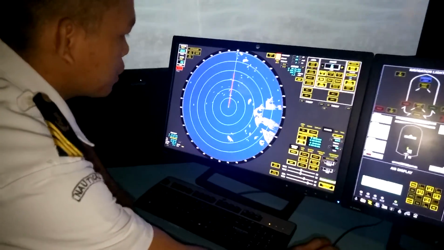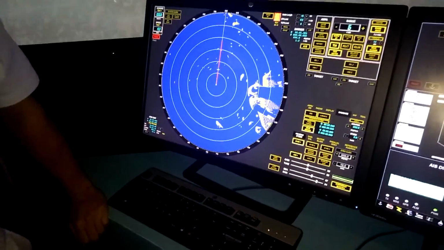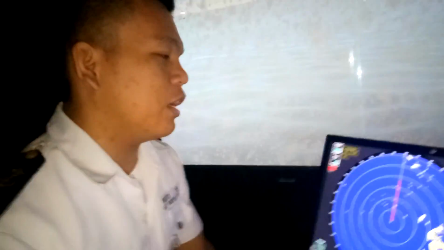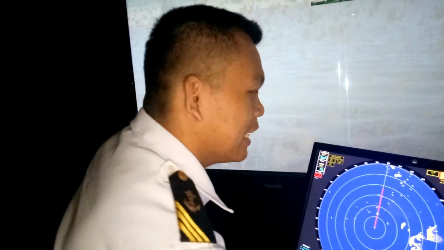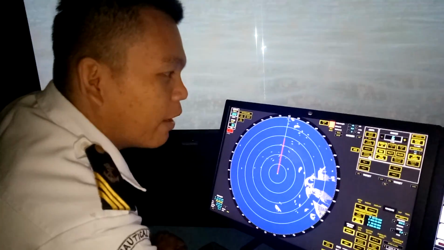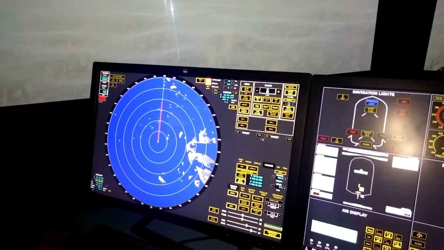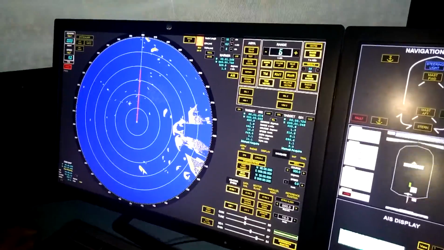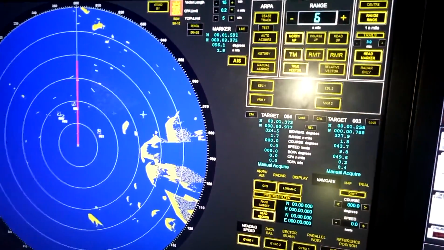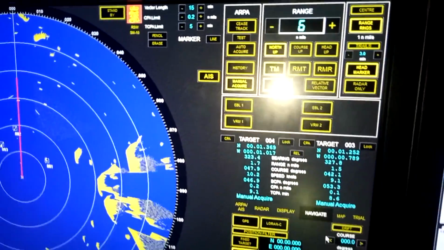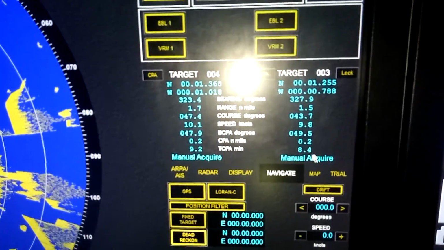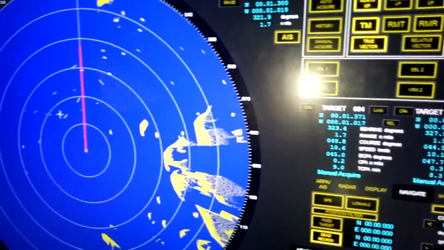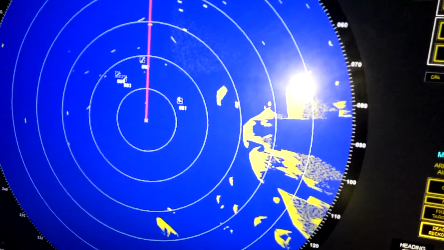Then it is possible that this is the target. So when finding a target, you have to use manual acquire. Then click those targets. By clicking those targets, it will show information about the target. So let's search for target 4, which is here on the north side of our radar.